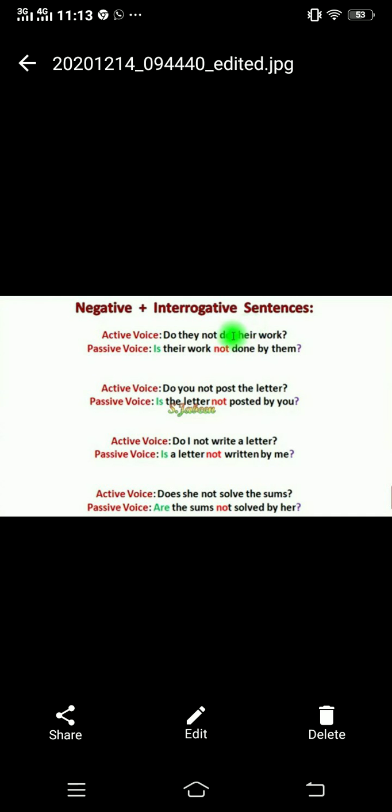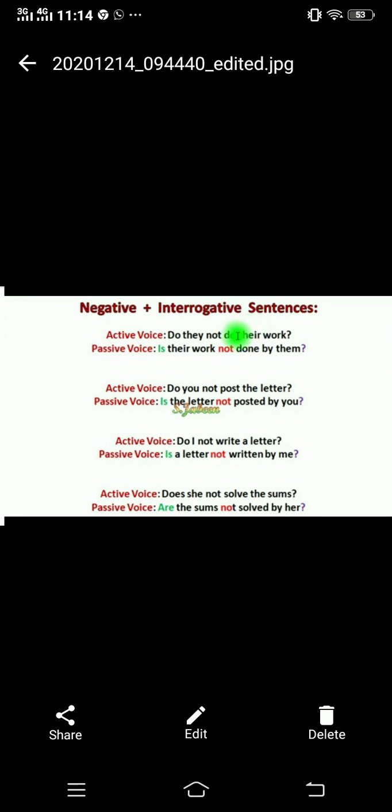Negative interrogative sentences: do they not do their work? Is their work not done by them? Do you not post the letter? Is the letter not posted by you? Do I not write a letter? Is a letter not written by me? Does she not solve the sums? Are the sums not solved by her? All these tenses show the formation of negative interrogative sentences.